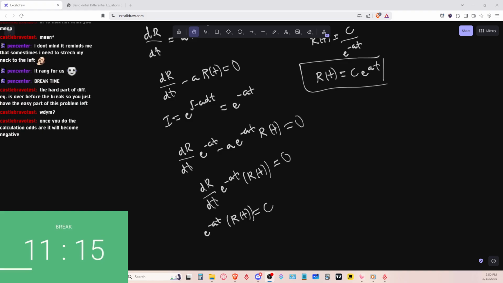Once you do the calculation, odds are it will become negative. Oh, okay. Yeah, because we still don't know what the rate is and what the original amount is, but I'm guessing it's supposed to be like 100% or something. It's funny, it's break time and I'm still thinking about the problem.